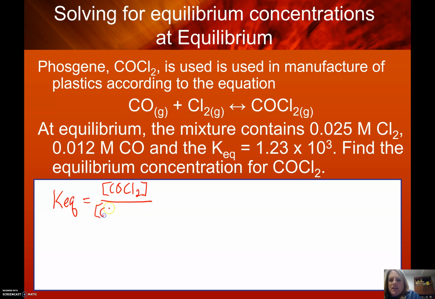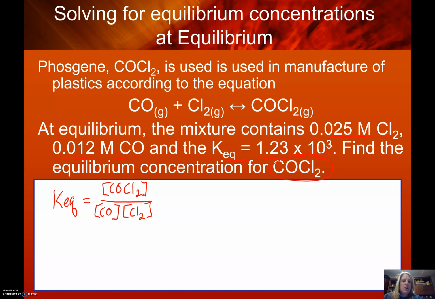And then we have our CO, our carbon monoxide, and our chlorine gas, and we don't have any exponents because there's no coefficients, so that's cool. Okay, so now let's do some matchy-matchy. What am I trying to find here? There's our chlorine. There's our carbon monoxide. Ooh, this time they gave us the KEQ, and we're solving for that.